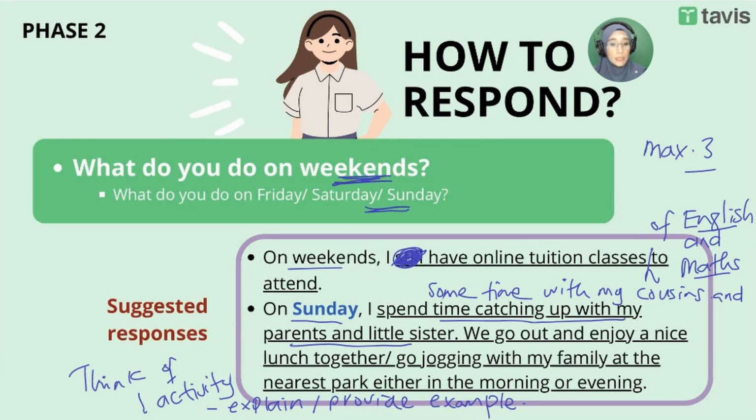So this is one activity, and you are providing another detail, my family, and again another detail, the nearest park, either in the morning or evening. So if you answer it this way, then you are good enough. You are providing a lot of vocabulary for your response. Okay, now let's move on to part two. Is there any question?